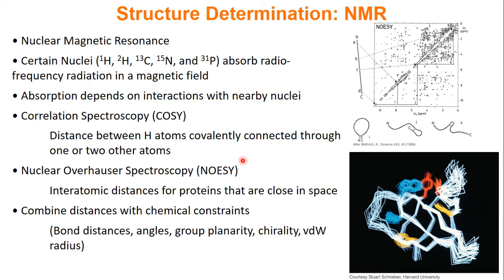So using these distance criteria and chemical constraints we know from basic chemistry, such as bond angles, bond distances, group planarity, chirality, and van der Waals radius, you can make a picture that looks like this. What is being shown here is one protein with roughly 10 NMR structures laid on top of it. And you can see that there's a lot of movement. The more movement there is, that's just saying that these atoms are really flexible. You get what's called an ensemble when you solve an NMR structure.